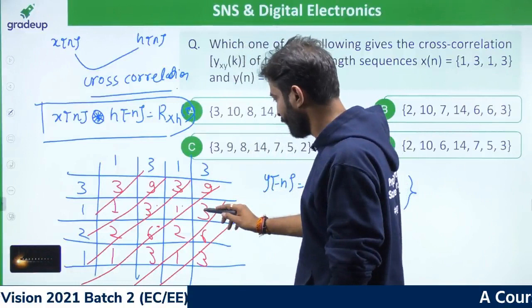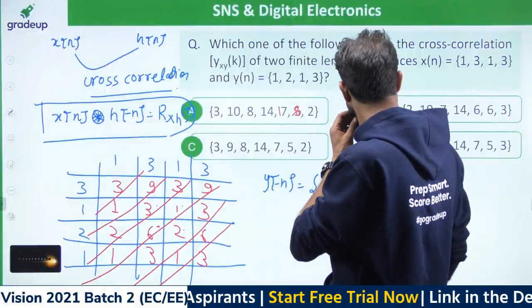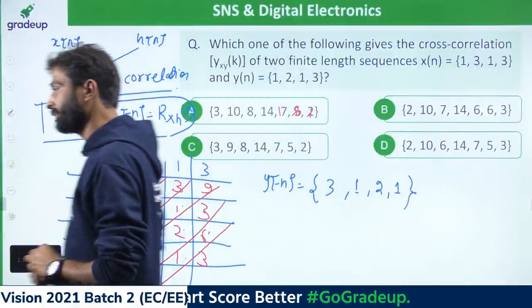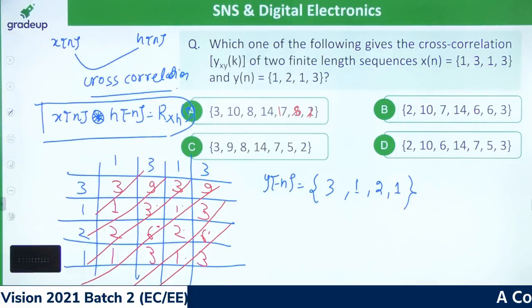And after that, 6 and 3, 6 and 2, 8 should come. And after that, 6 and 1, 7 should come. Like that, the sequence, your actual sequence. Yes, Mahendra, correct. 3, 10, 8, 17, 8, 7, 3. Yes, it is correct. Vishal, correct.